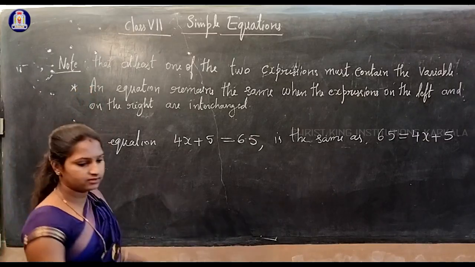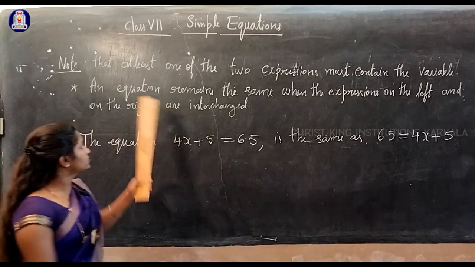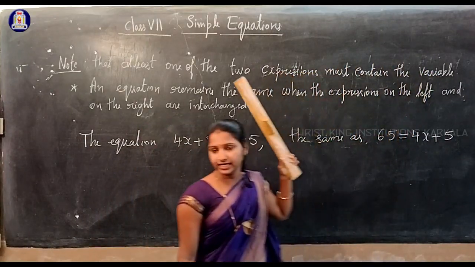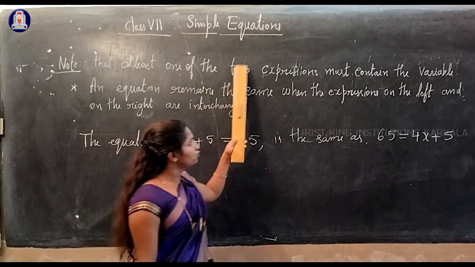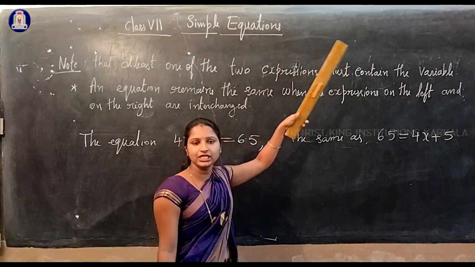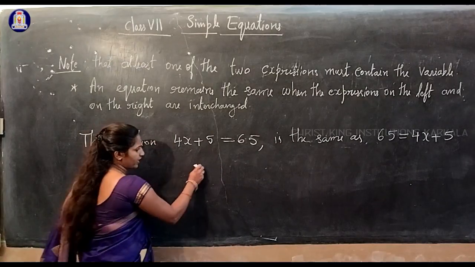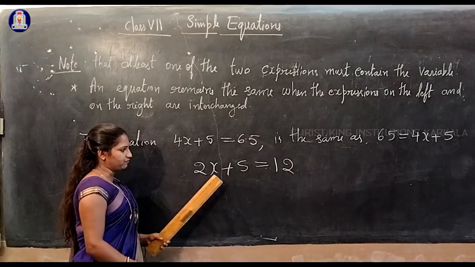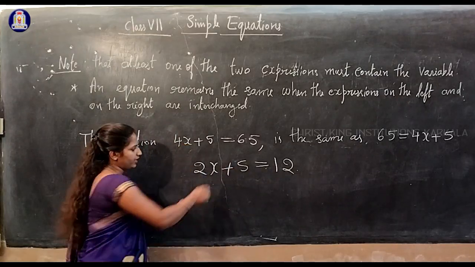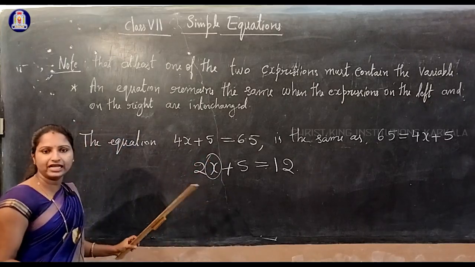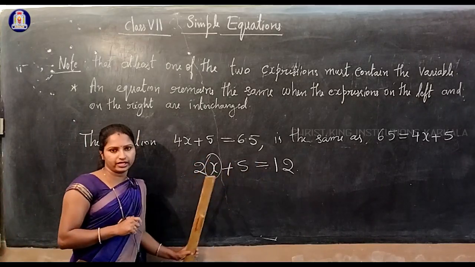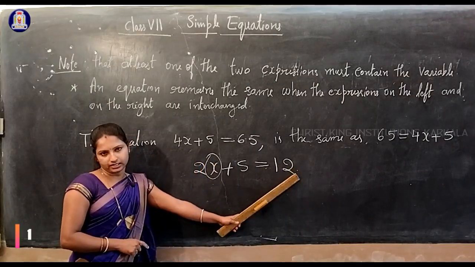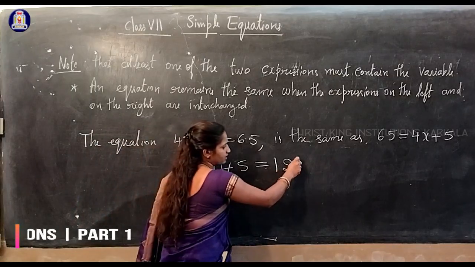At least one of the two expressions must contain the variable. That means if you write any equation, in both the sides, left hand side and right hand side, we can find a variable, right? So it must contain at least one variable on any side. It may be on the left or it may be on the right. Clear? Same variable. Here it is x, so here also we will get x.